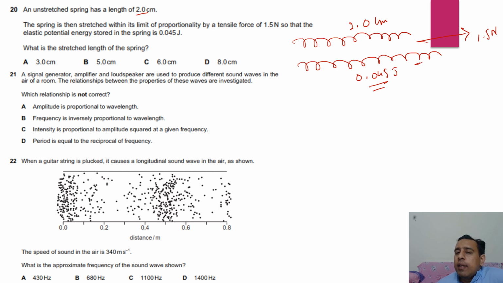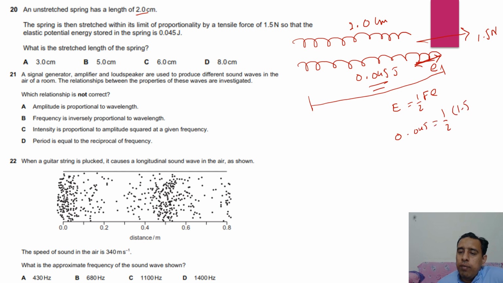It means if we get this extension E and add this extension to the original length, we can get the stretched length. This stretched length is required. So you know that the relation is energy equals half F E, because it is within the elastic limit. So 0.045 is half into 1.5 into E. This E is not the answer, because we have to add this E to the original length to get the stretched length. The answer for this E is 6. So by adding this 6 to 2, the answer is 8.